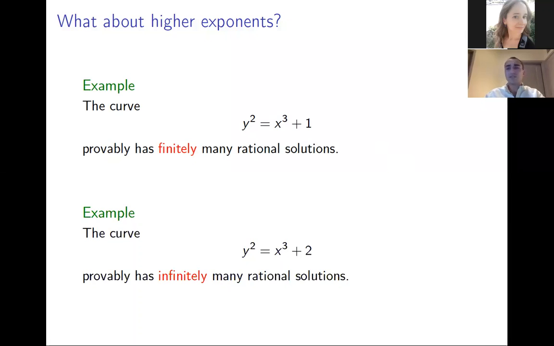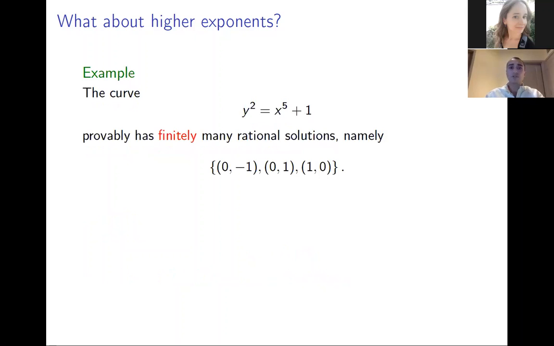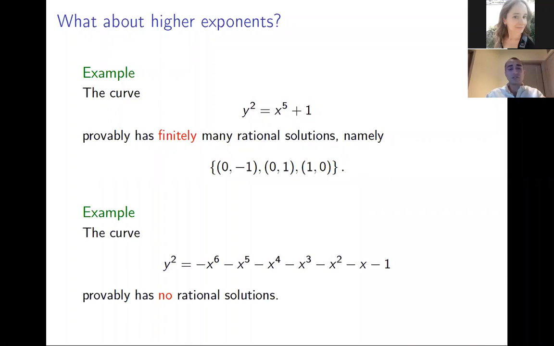So just a slight tweaking of the equation changes the behavior of the solutions drastically. What happens when I keep upping the exponent? Well, this curve, y squared equals x to the 5th plus 1, provably has finitely many rational solutions, and here are the 3 solutions. And then what about another curve? We take this curve, y squared equals this following sextic, and you can prove that this actually has no rational solutions. Okay, so we've seen infinitely many points, finitely many points, and no points.